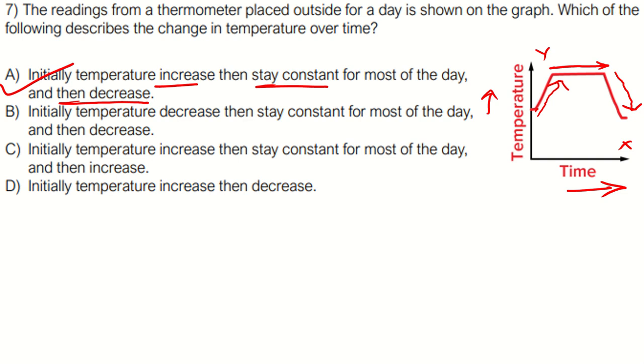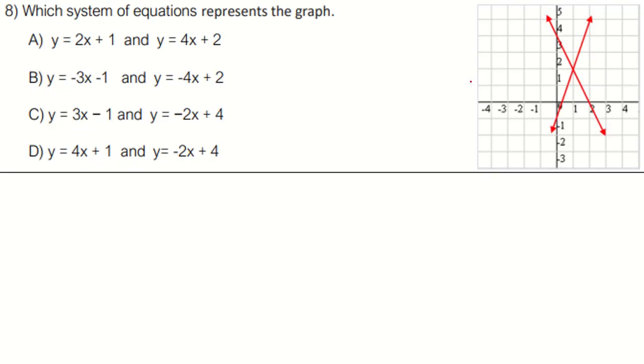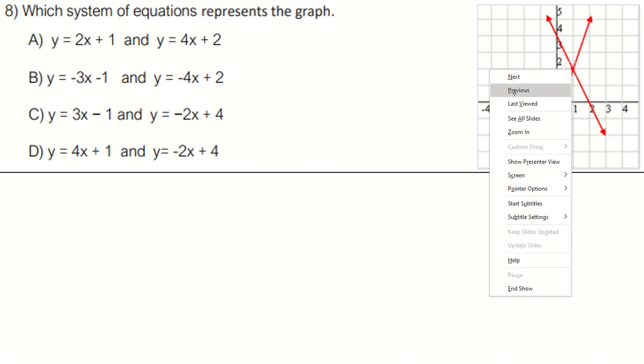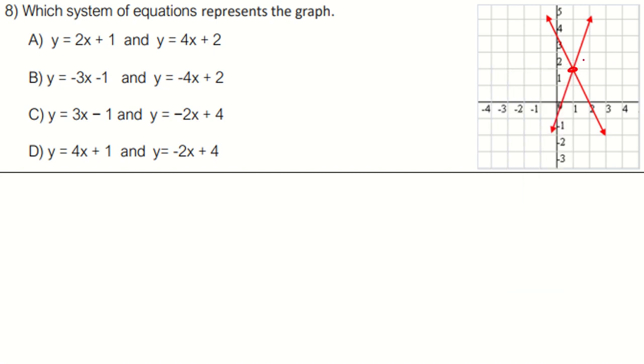Okay. Now let's go to the next question. Which system of equations represents the graph? Now students, this type of question you can solve in various methods. The first method is you can take this point of intersection here. What is the coordinate of this point? 1, 2, means the value of x is 1 and the value of y is 2. So you can put the values in all the equations, and you must check whether left-hand side and right-hand side are both the same. Then you will get the answer. This is one method.